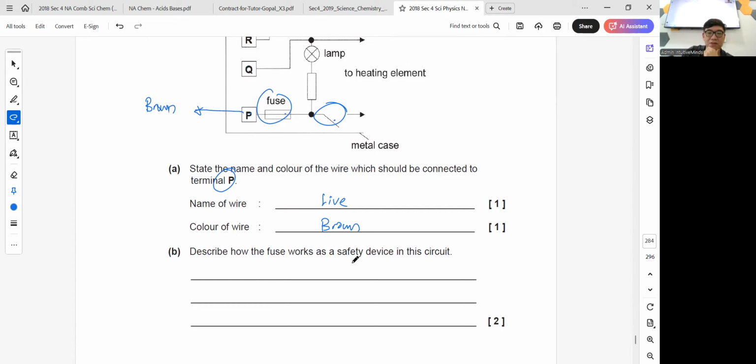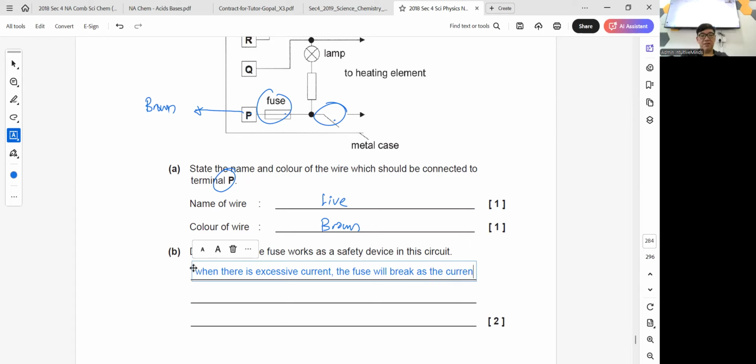Describe how a fuse works as a safety device. When there is excessive current, a current that's too high, higher than the limit on the fuse, the fuse rating, then the fuse will blow and open the circuit. The fuse will break as the current exceeds the rating. No current flows.